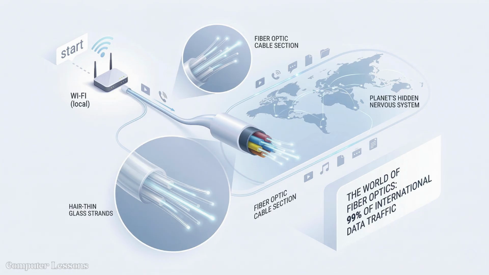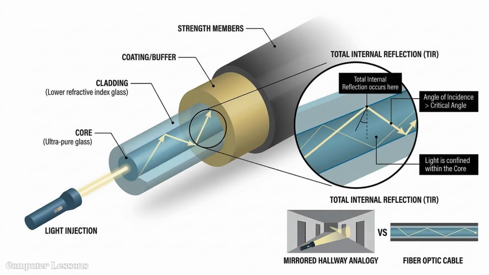The physics behind this technology relies on a principle called total internal reflection. Imagine shining a flashlight down a long, mirrored hallway. The beam bounces off the walls and travels forward. Fiber optic cables function similarly but use glass instead of mirrors.